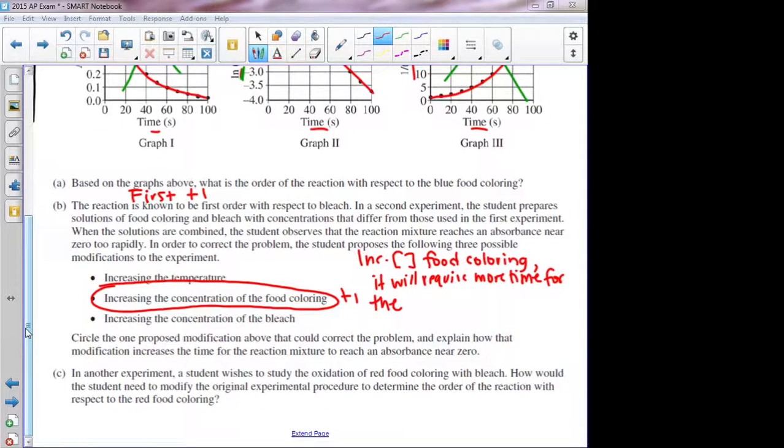More time for the bleach to oxidize the food coloring. Plus 1 point for your explanation. We can think through this one so far, right? Yes? Good.